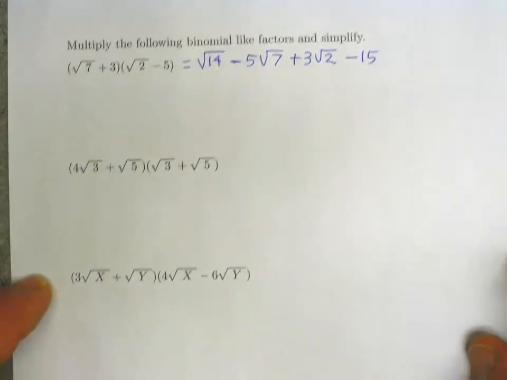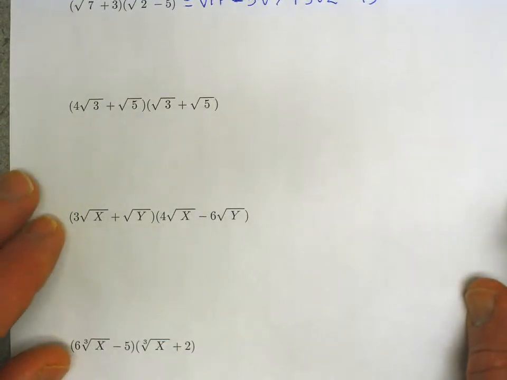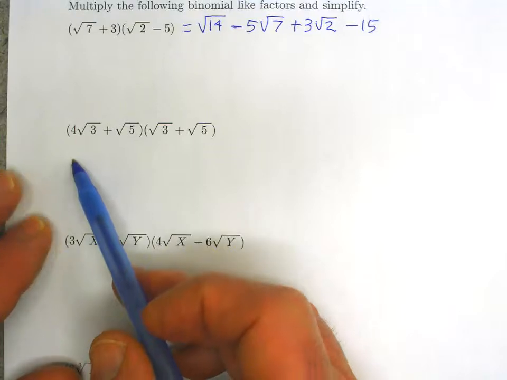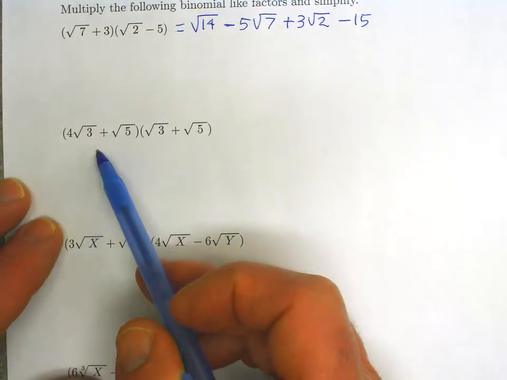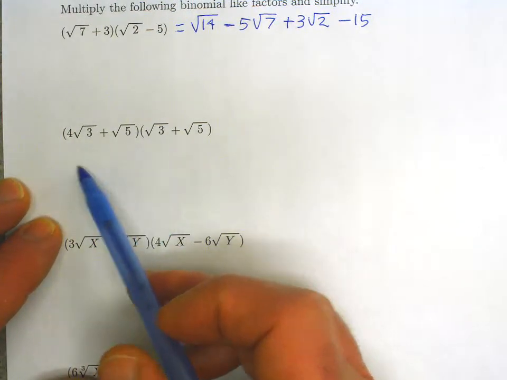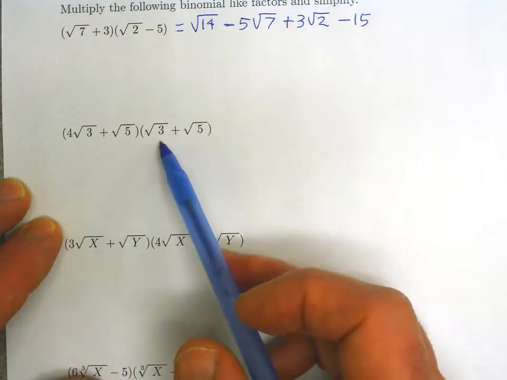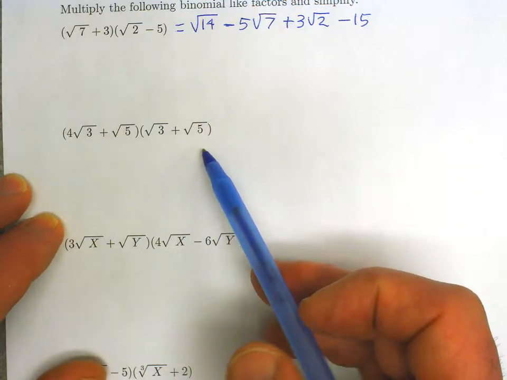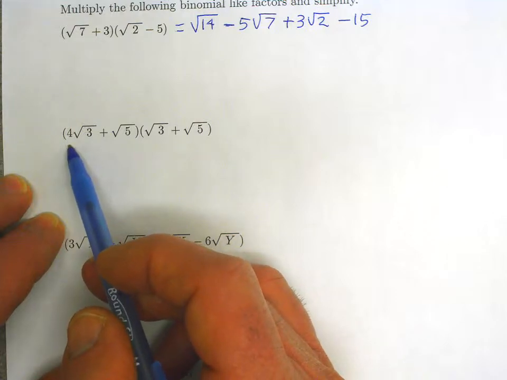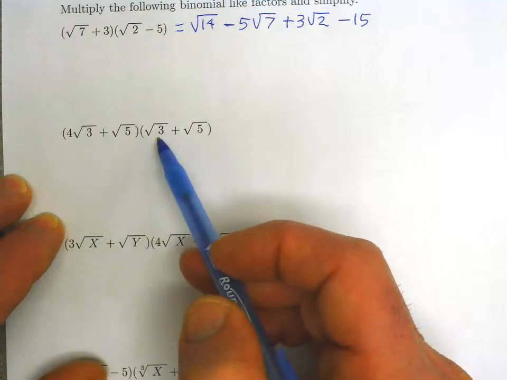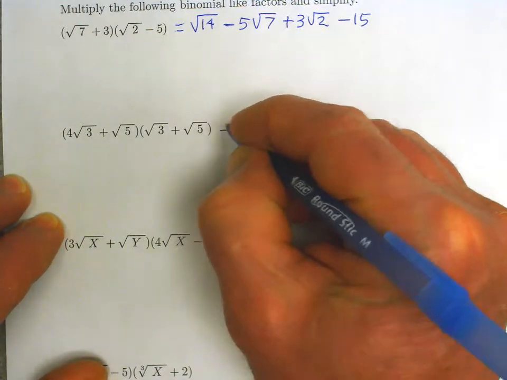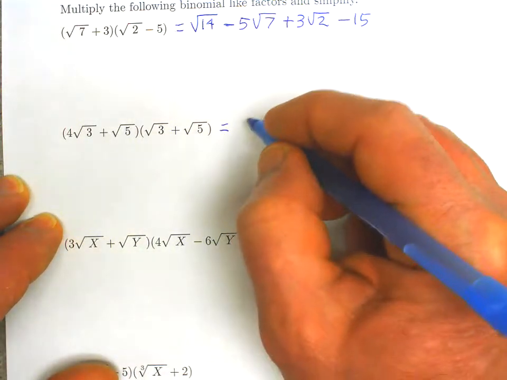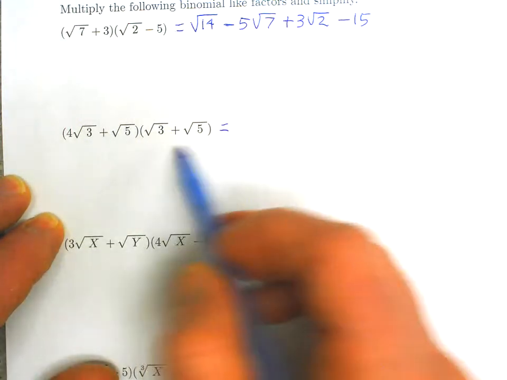Okay, in the next example, so this one, 4 times the square root of 3 plus the square root of 5, we're going to multiply that quantity by this quantity, which is the square root of 3 plus the square root of 5. So start on the left. 4 times the square root of 3 times the square root of 3 is 4 times the square root of 9, which is 4 times 3.